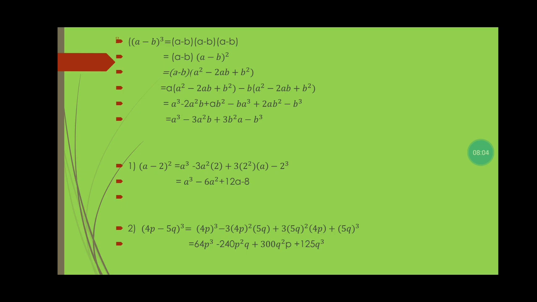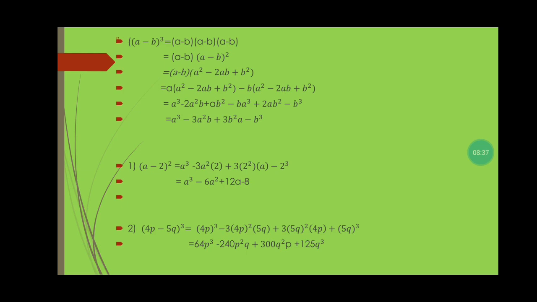So your first one is a minus b whole cube, that is equal to a minus b into a minus b into a minus b. Now a minus b into a minus b can be written as a minus b whole square. Expansion of that, so the expression turns out to be a minus b into a minus b whole square. Then further simplification, it is a minus b into a square minus 2ab plus b square. Now a minus b is to be multiplied with a square minus 2ab plus b square.